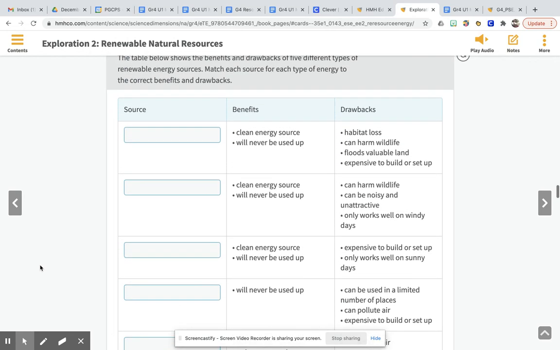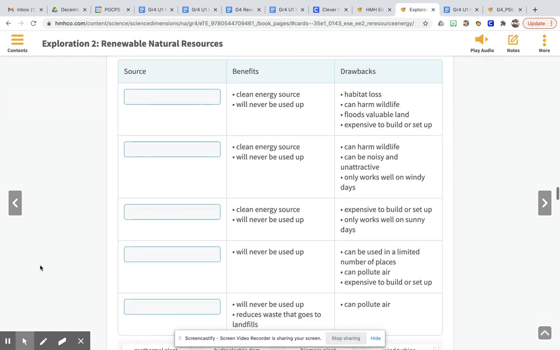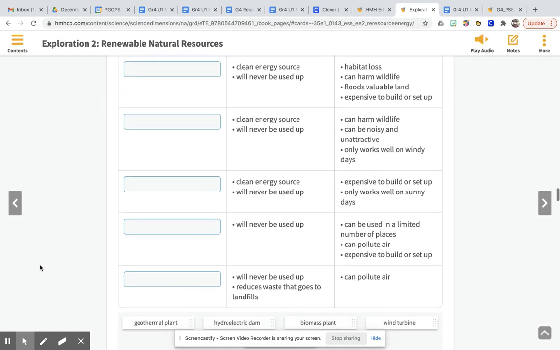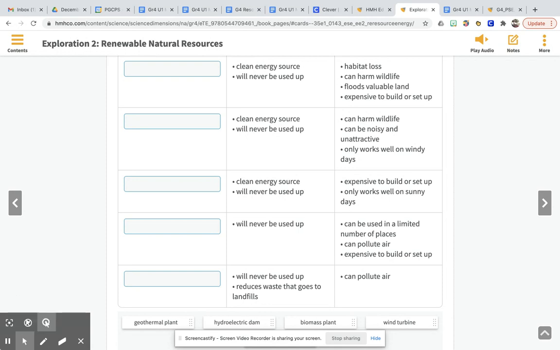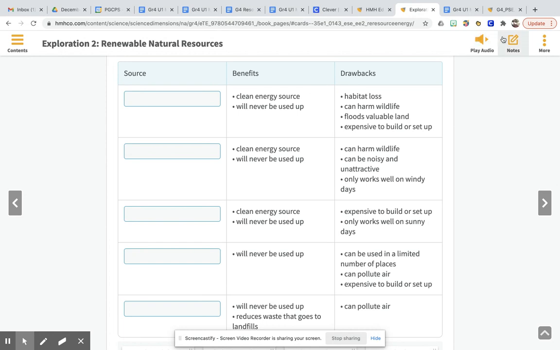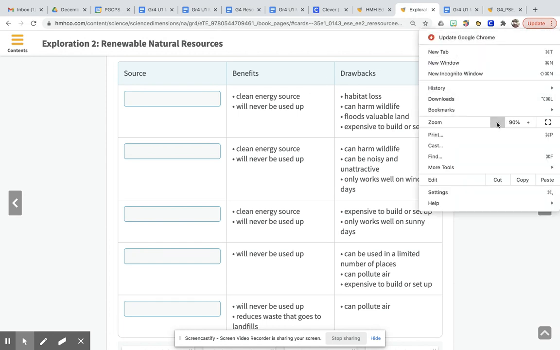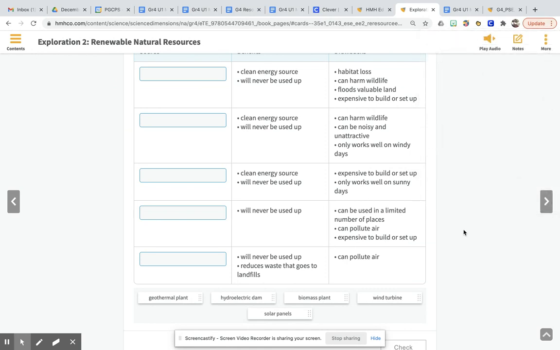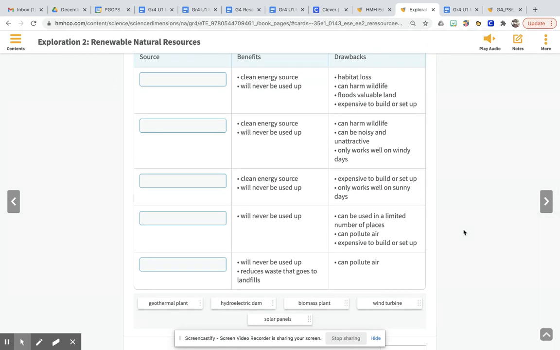And so at this time, as a class, we're going to take a look at another chart. And this chart has sources, benefits, and drawbacks. And what I want you to do is match each of our energy sources to its benefits and drawbacks. And I'm going to see if I can zoom out on my screen a little bit. There we go, so we can see them all. And so here are our options. We have geothermal plants, hydroelectric dams, biomass, wind turbines, and solar panels. And so you're going to match each source with the correct benefits and drawbacks. Please pause the video and discuss that as a class right now.